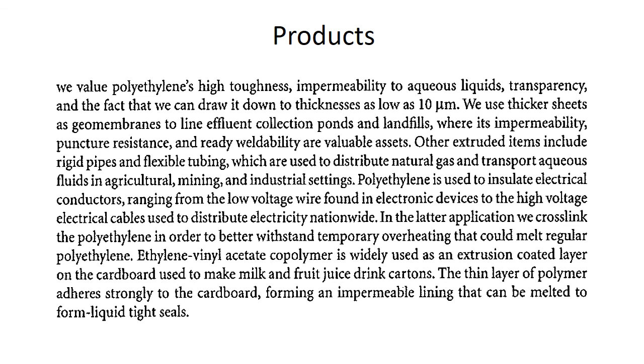And also we say that rigid pipes and flexible tubings are also made from polyethylenes. These flexible tubings or rigid pipes are used to distribute natural gas, and they can also be used to transport aqueous fluids in different important industrial settings, in agriculture and also in the mining industry. And also it is used to isolate electrical conductors, ranging from low voltage wire to high voltage electrical cables.